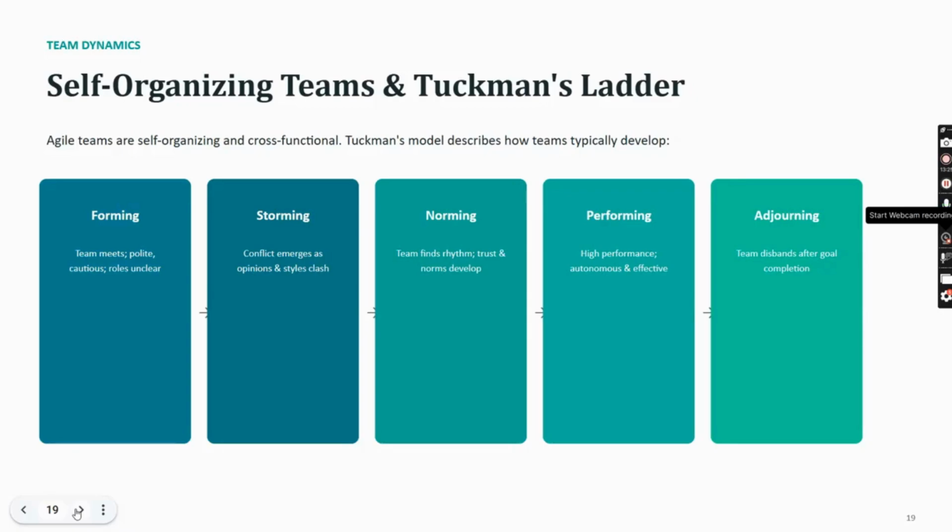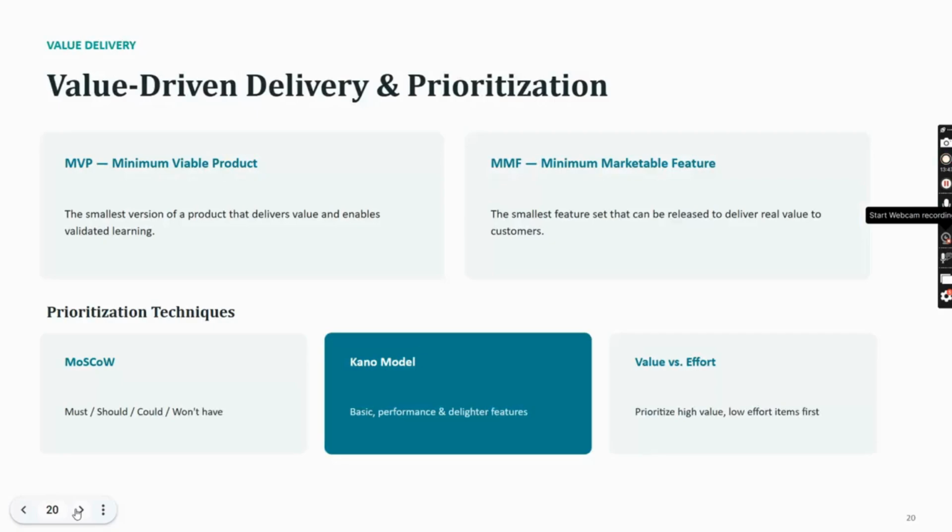So when the team is forming, they'll be calm. Then comes the storming, where the team doesn't know what work is going on. They'll start emerging, and more conflicts will emerge. We have to manage that. Then norming. The team finds, okay, this is what we are going to do. Then they'll start performing, and after everything is done, they'll adjourn and go to the next project.